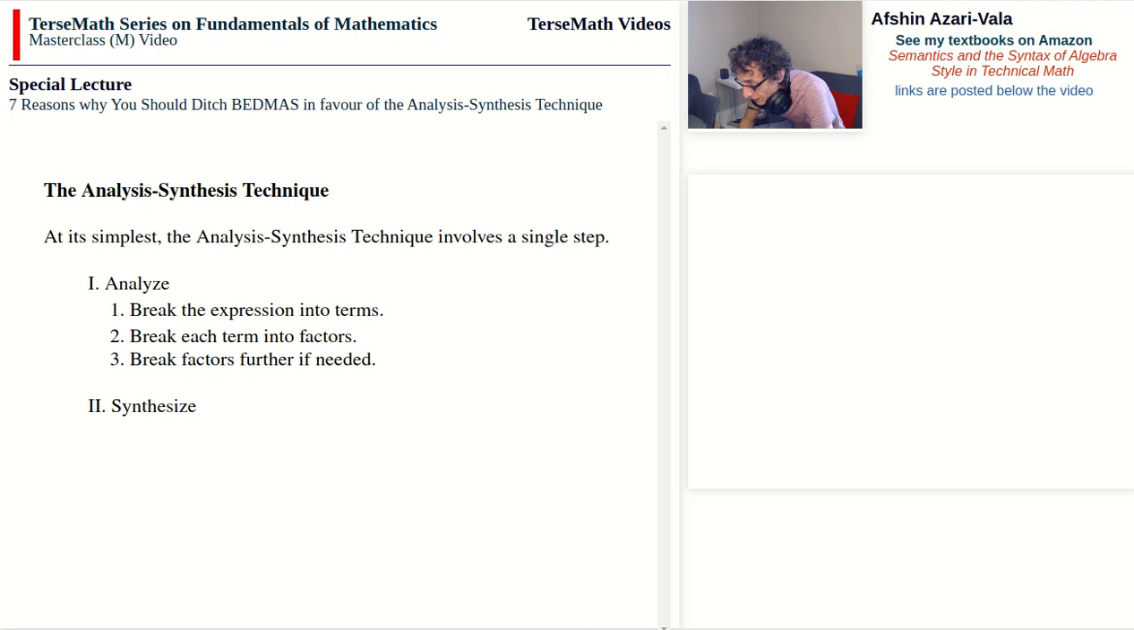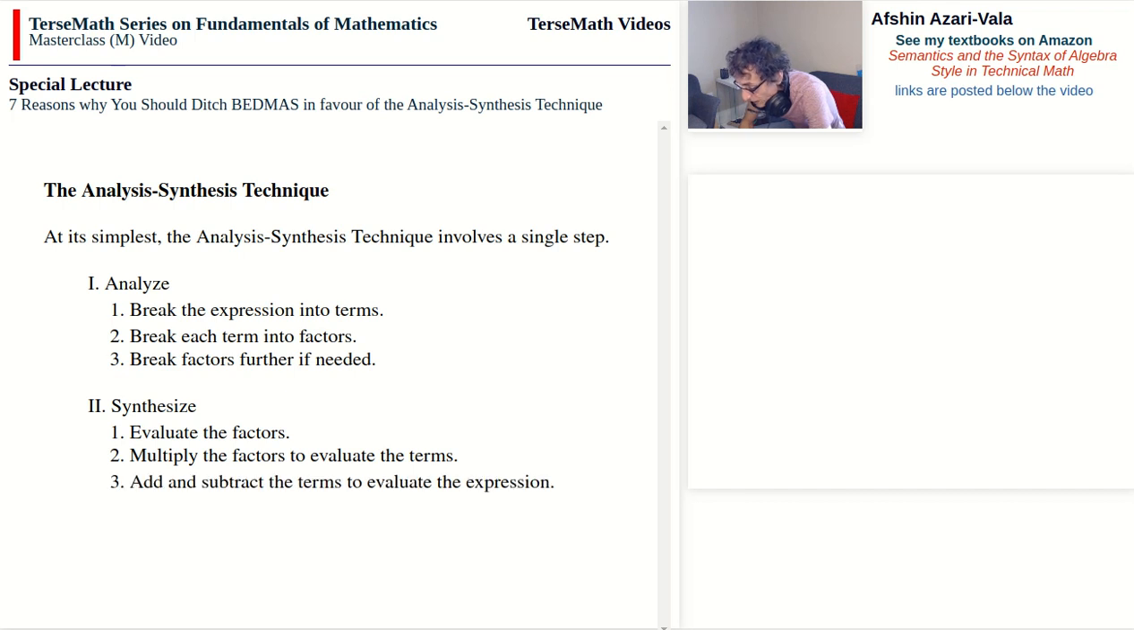Stage 2 is, now that you have an understanding of how it breaks down, put it back together. Synthesize. It starts with the simplest of the elements, which are the factors. We work them out, and then we multiply the factors to evaluate the terms. And then we add and subtract the terms to evaluate the expression.